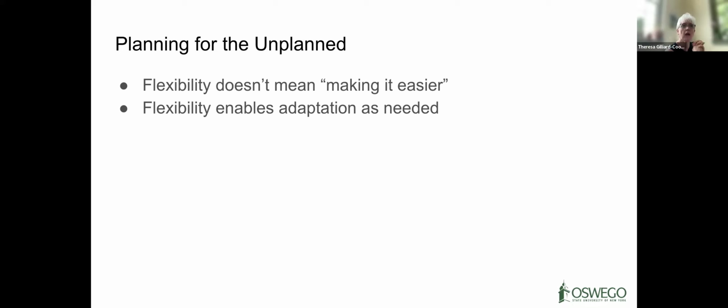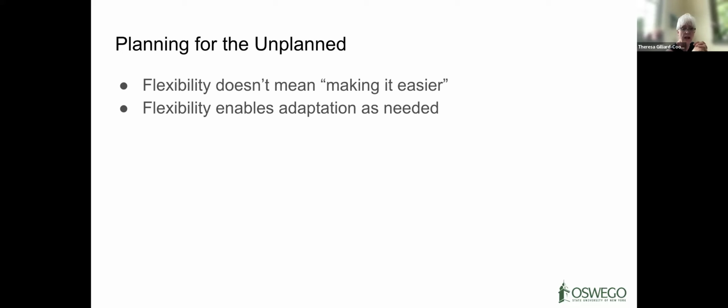So one of the things that is helpful is when you plan for the unplanned, it's also thinking about that flexibility. It doesn't necessarily make it easier on the students. It doesn't necessarily make it easier on faculty, but it's a way to provide the opportunity for students to continue to participate and be able to move forward with their coursework and their degrees. And flexibility also enables adaptation as needed.